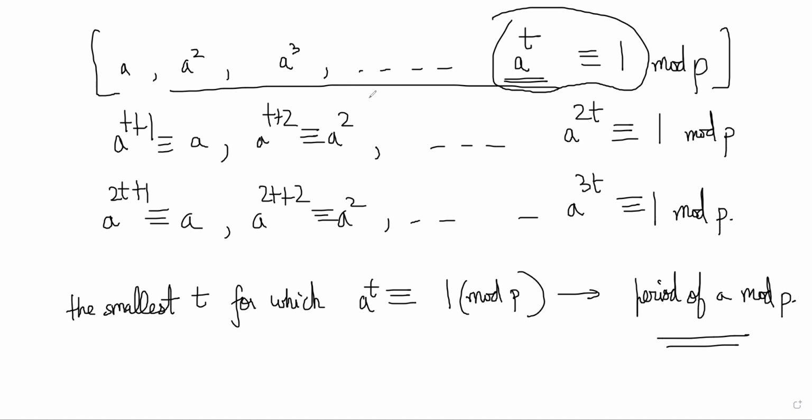Because you are seeing a repetitive pattern. After that, it again gives the same remainders, right? It's again congruent to A and congruent to A square. You see the same pattern. So this is the definition of the period of A mod P, right?